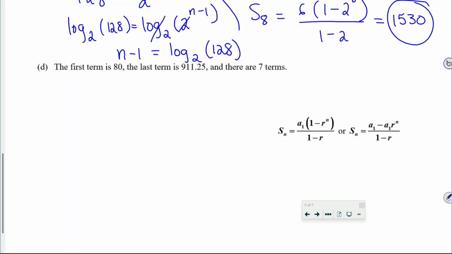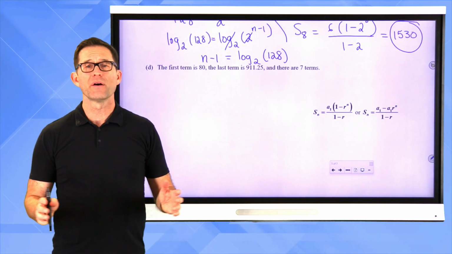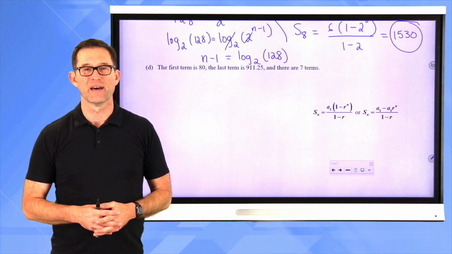All right, let's take a look at one more of these problems. Letter D. The first term is 80. The last term is 911.25, and there are 7 terms. All right, I'd like you to pause the video and see if you can figure this out.